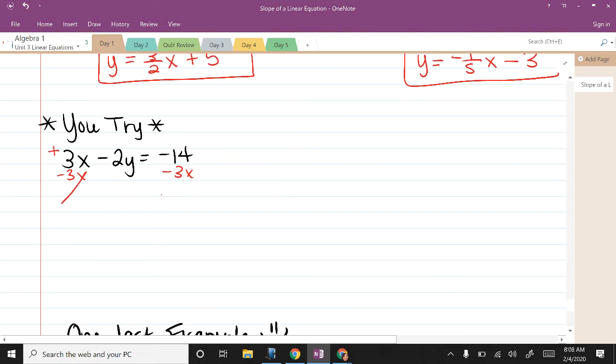All right, so what happened? It scrolled on me. I'm subtracting 3x, or I'm trying to if my pen would work. So negative 2y equals negative 3x minus 14. Now I'm dividing everything by what? Negative 2. So we have to watch our signs.